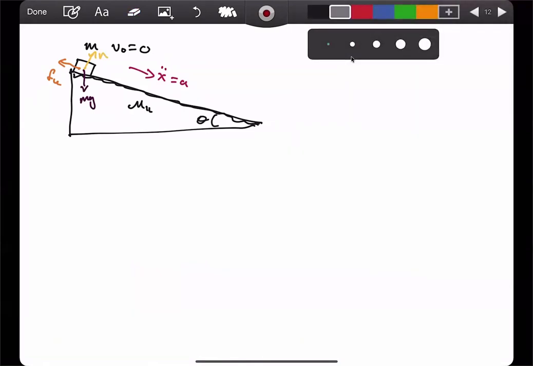So let's use our coordinate system. It's going to be my x direction down the plane, because that's the direction in which it's accelerating. This is then going to be my y direction, and this is going to be my angle of theta. So good, let's split this up into directions.